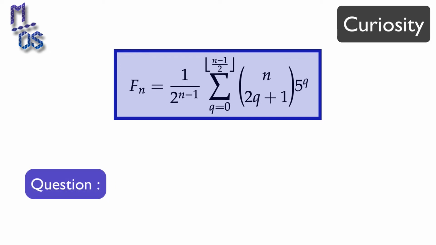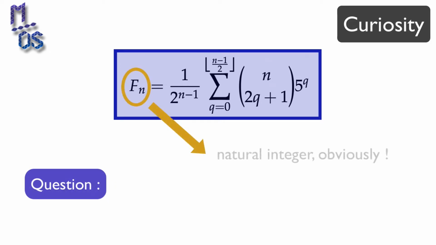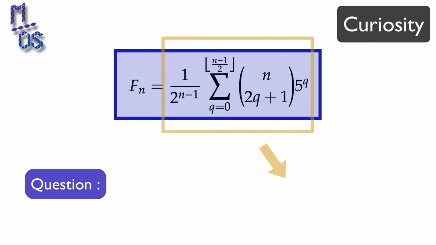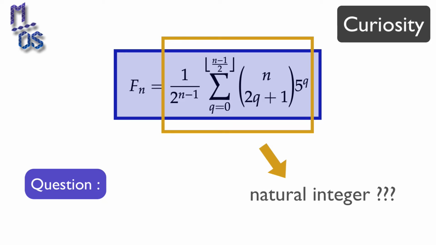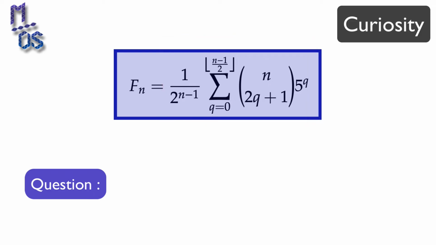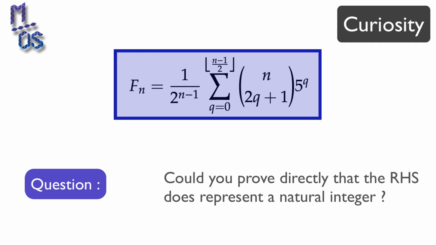Now I'd like to ask you something. We know that f sub n is a positive integer. This is quite obvious from the definition, but frankly, the fact that this expression represents an integer is not clear at all. A positive rational number, of course, but an integer. If you know some way to prove it in a straight fashion, which means not simply by doing the previous calculations in reverse order, but rather by using some arithmetical argument, then you have to leave me a comment.